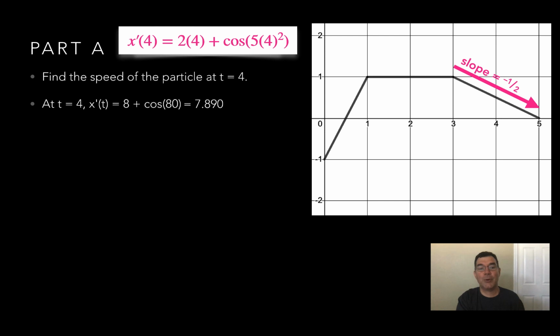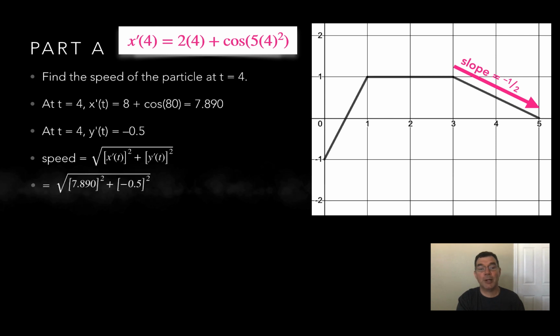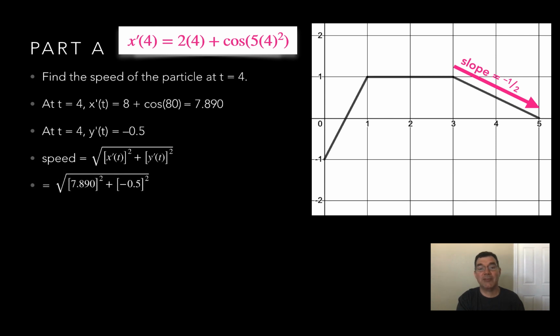Now to figure out y prime of t, I simply need to look at the graph when t equals 4. So when t equals 4, it's traveling downward on that sloped line segment there. That segment has a slope of -0.5. So at t equals 4, y prime is going to equal -0.5. So now I have everything I need to figure out my speed. My speed is going to be that formula there, plugging in the 7.890 and the -0.5 that I've already figured out. And that gets me 7.905. So that's the speed of the particle at time 4.